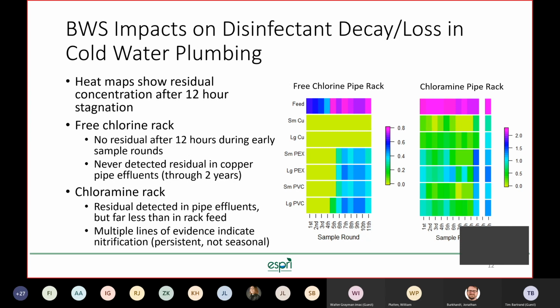For the chloramine rack, you can see that we started with a really high residual. They were getting, on average, 2 parts per million. And within 12 hours, we saw that decline to less than half in most cases. We saw that there was a little less left in the copper pipe during the early going and even some of the late going. And there is clear and multiple lines of evidence that persistent nitrification, 365 days a year, was happening in the chloramine pipe rack.